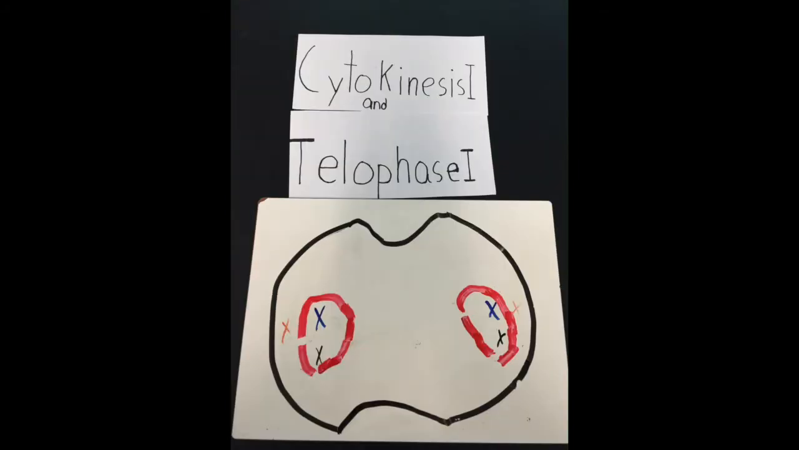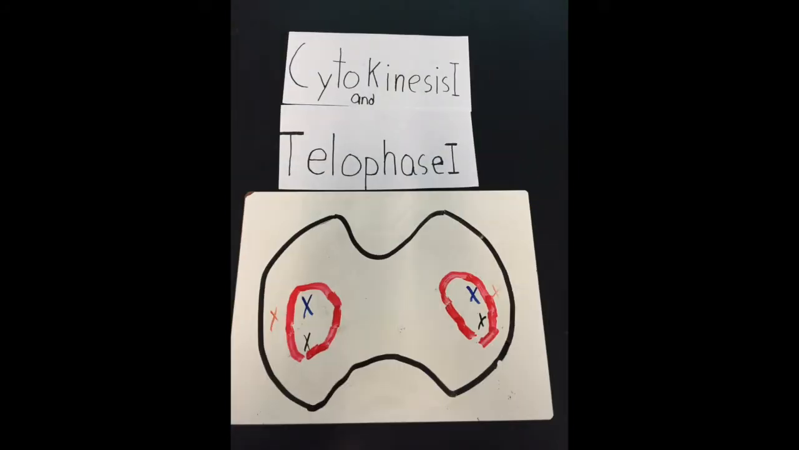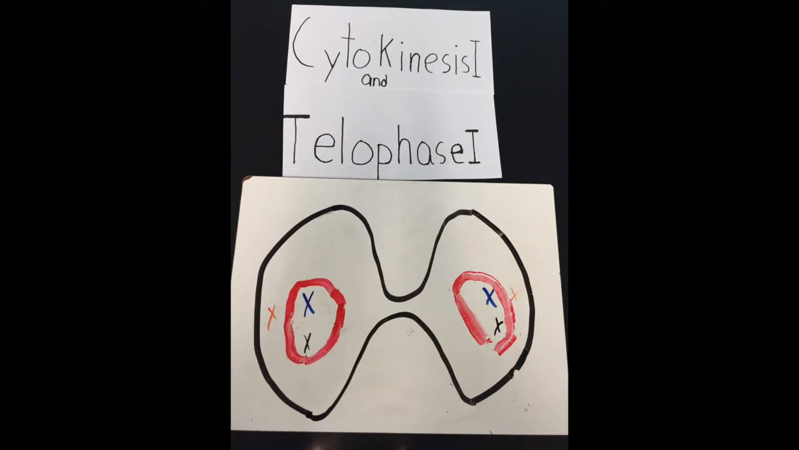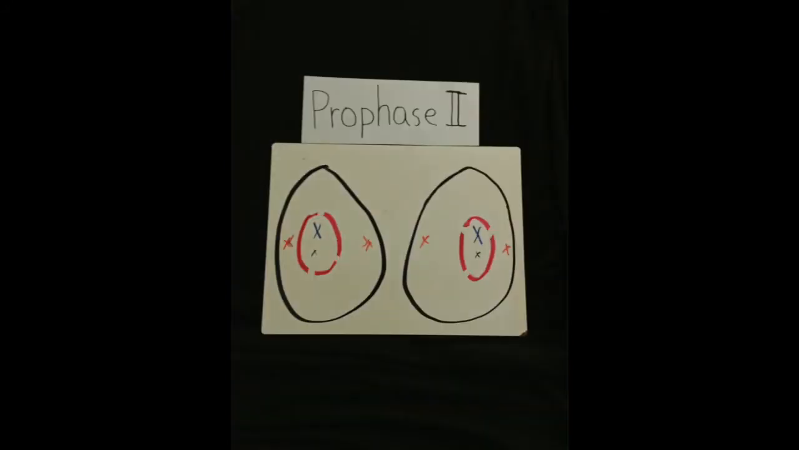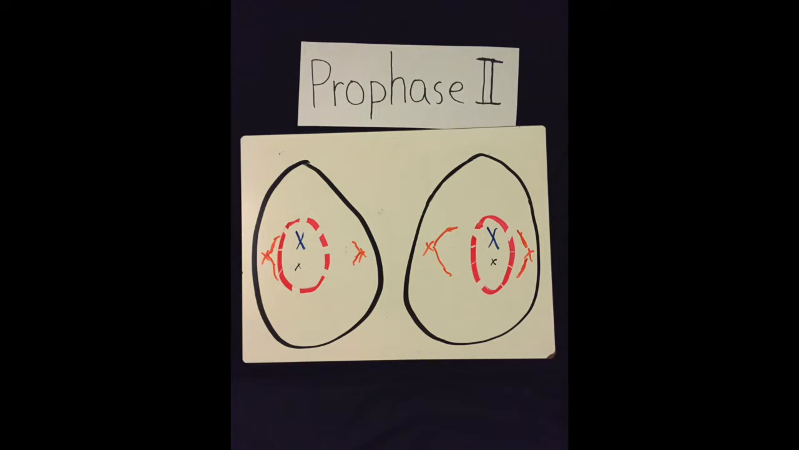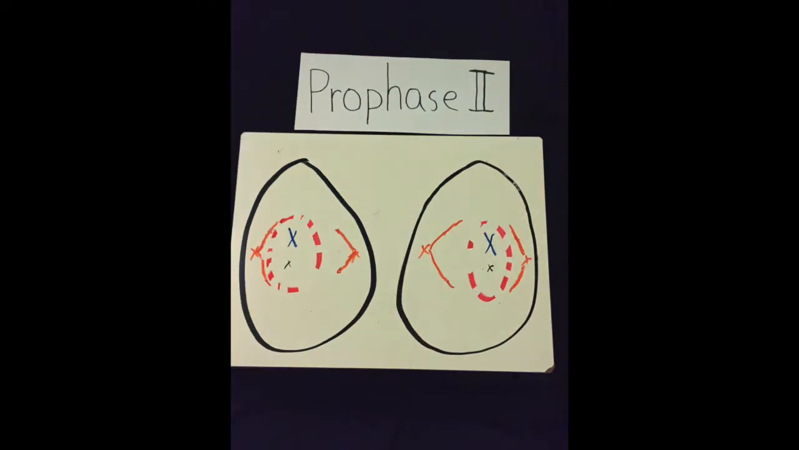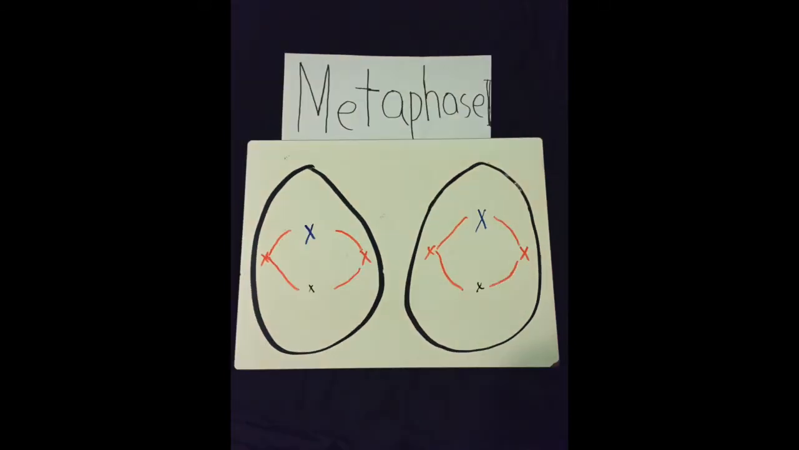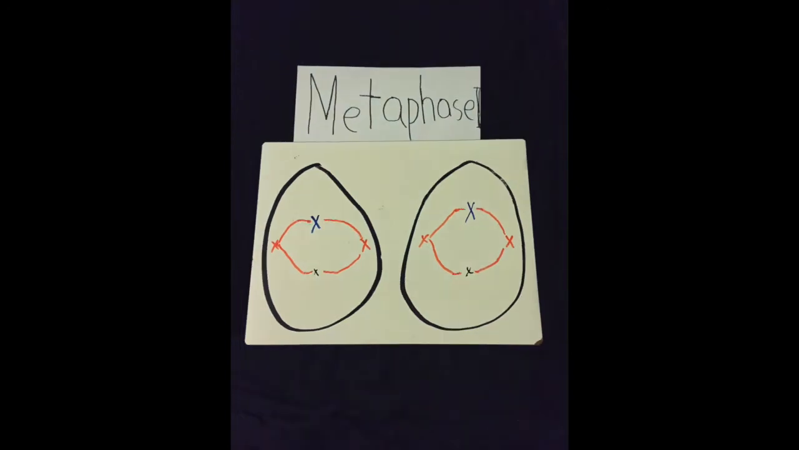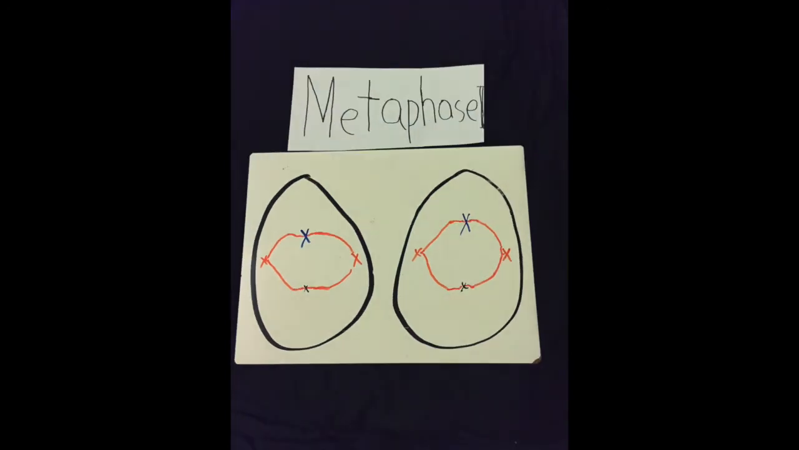Later during telophase, cytokinesis starts. The cell membrane indents and eventually cuts off to make two diploid cells. There's no interphase between cytokinesis 1 and prophase 2, so each new cell will have half the number of chromosomes as the original parent. Only difference between metaphase 1 and 2 is that metaphase 2 has one line of chromosomes.